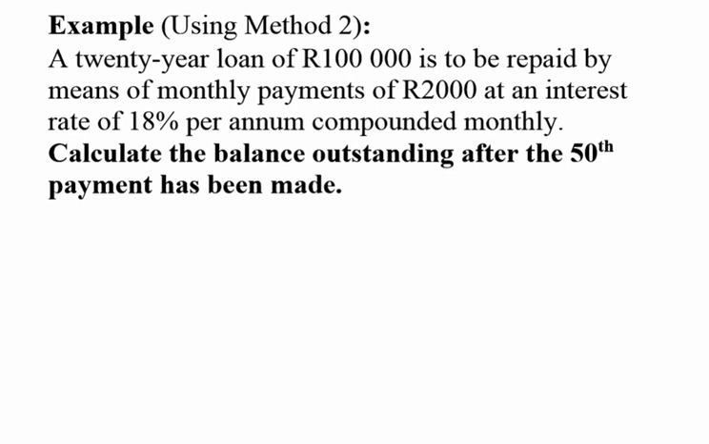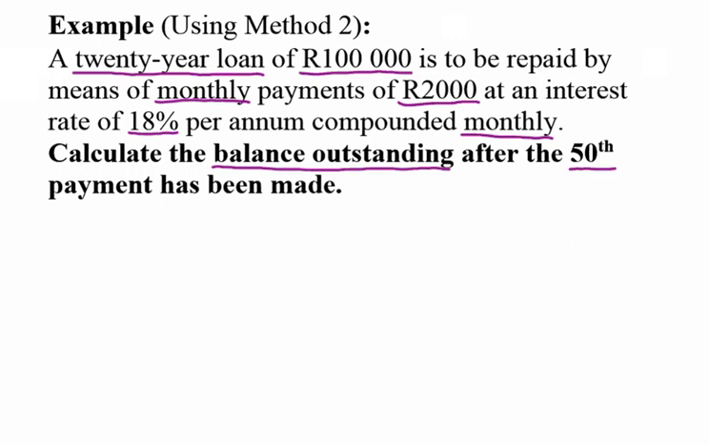In this example, I used method 2. We have a 20-year loan of 100,000 Rand to be repaid by means of monthly payments of 2,000 Rand, with an interest rate of 18% per annum compounded monthly. So there's our information. Calculate the balance outstanding, so how much is owed after the 50th payment has been made.